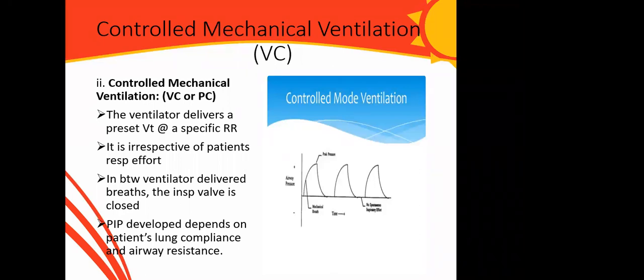The peak inspiratory pressure developed therefore depends on the patient's lung compliance and airway resistance. So for patients whose lungs are not compliant, you can have a very high peak inspiratory pressure. Or patients with restrictive or reversible airway obstruction, you will realize that the ventilator will require greater pressure in order to deliver the preset tidal volume.